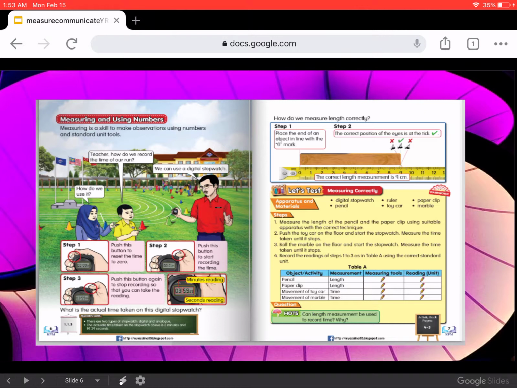Let's look at page 7, how to measure length correctly. Remember, you have to choose a suitable tool and the units. Also, you must follow the correct steps to take the measurement. Place the end of the object in line with the 0 mark and then at the correct position of the eyes.